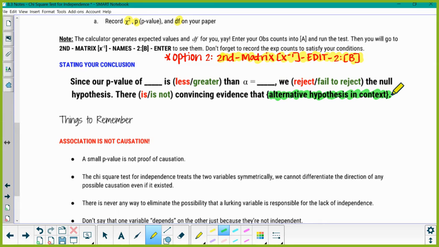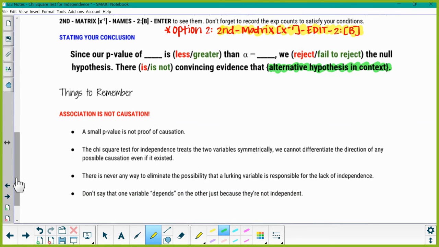Now, one thing I do want to really highlight here in the test of independence, because this is one area where the results often get mixed up. You have to remember that association is not causation. Just because we may come to the conclusion that these two categorical variables are associated, that does not necessarily mean one is causing the other. So a small p-value is not proof of causation.